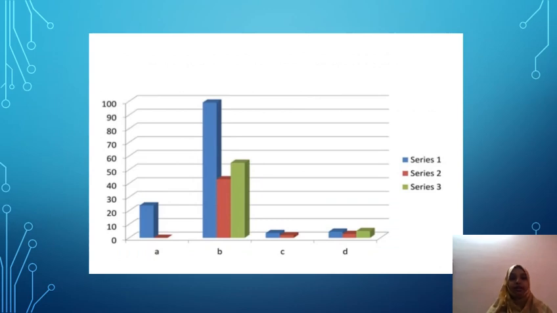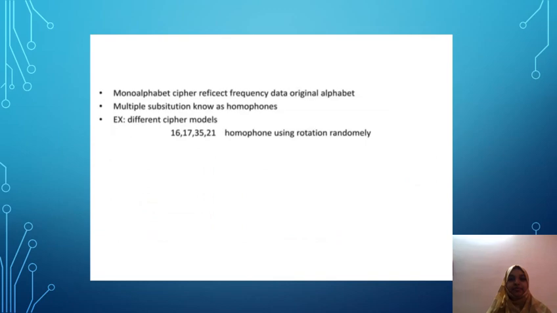Here you can have a look at the graph. The blue color represents series 1, the red represents series 2, and the green represents series 3. Here series 1 has the highest population. Monoalphabetic cipher frequency data of original alphabets. Multiple substitutions are known as homophones, for example different cipher numbers 16, 17, 35, 25. They are homophones used in rotation randomly.